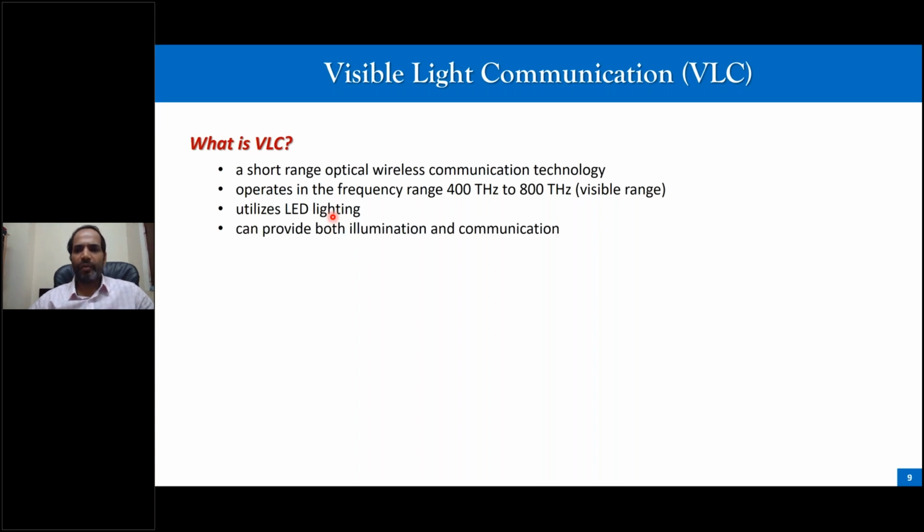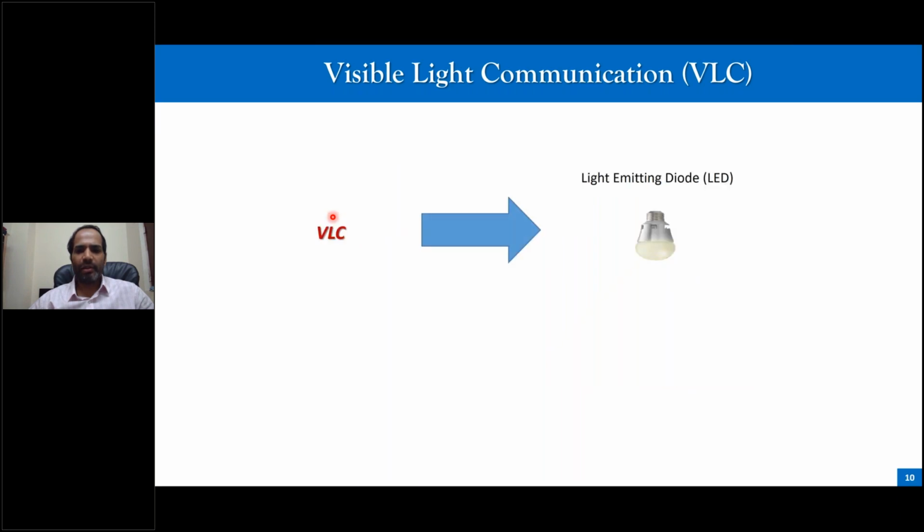As I've said, it can provide both illumination and communication, and this is the typical example of a VLC network. We will be using LED bulbs, which will transmit data as well as provide illumination. So the first question is, why are we so interested in these LEDs? Why is the focus on LEDs? Can we use some other sources for communication purposes?